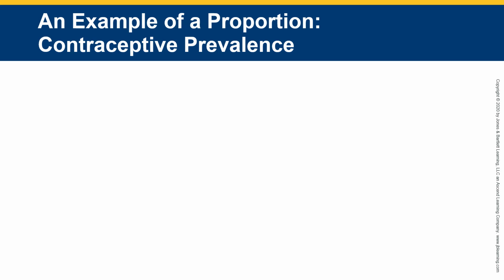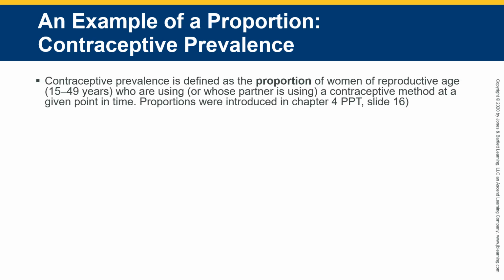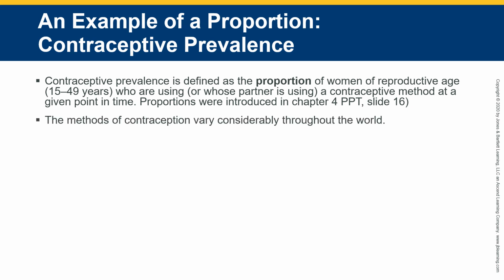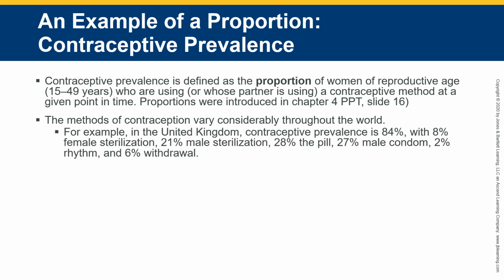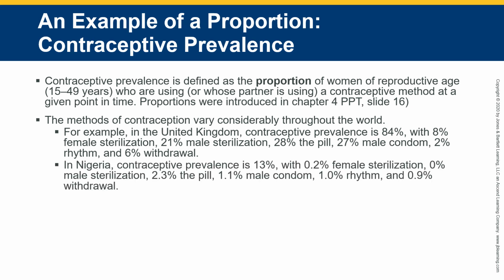Here's an example of proportion of contraceptive prevalence. So the prevalence is defined as the proportion of women of reproductive age who are using a contraceptive method at a given point in time. The methods of contraception vary considerably throughout the world. In the United Kingdom, contraceptive prevalence is 84%, with 8% of women being sterilized, 21% of males are sterilized, and 28% are on the pill, 27% male condom, 2% rhythm, and 6% withdrawal.